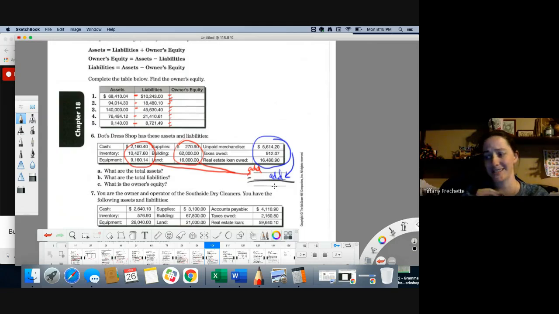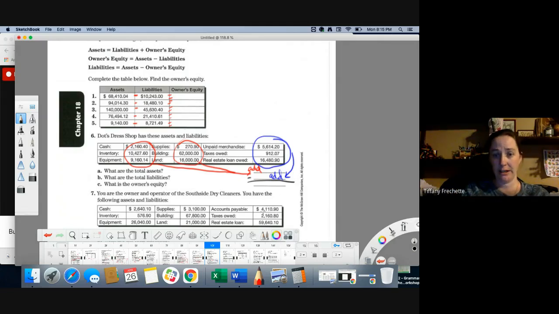All right, so you're going to do the exact same thing for number 7. No change at all there. They're just giving you another table with the exact same idea. You have inventory, cash, equipment, supplies, building, land. These are all assets. These are all things that build up your equity.